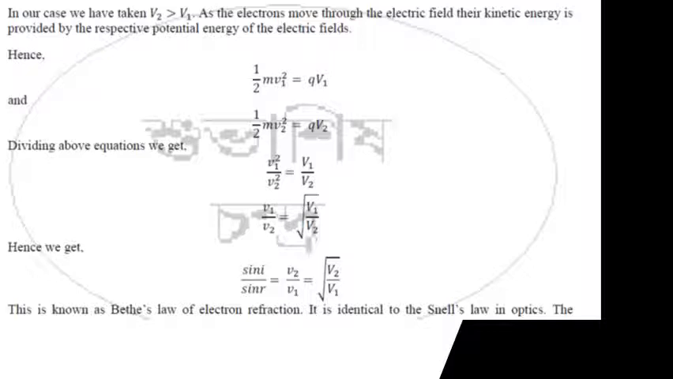We have already calculated sin i upon sin r. So if you put this here, sin i upon sin r should be equal to v2 upon v1, or root of V2 by V1. This is known as Bethe's law of electron refraction, and this is identical to Snell's law in optics. If we know the voltage values of V1 and V2, we can check how the electron will deflect.